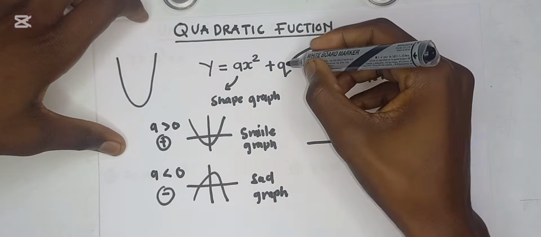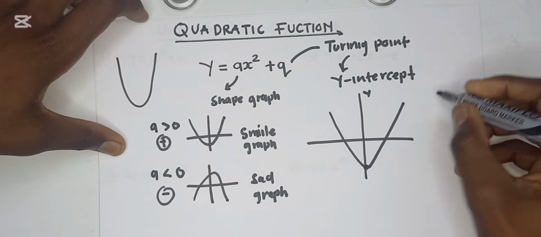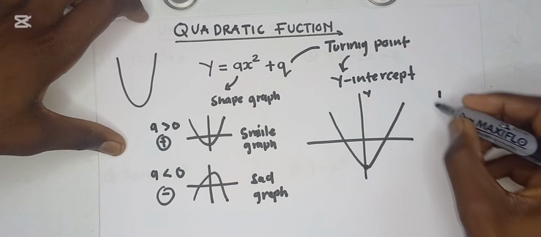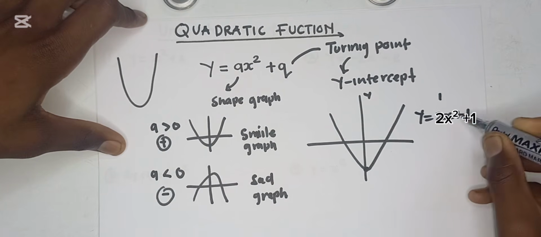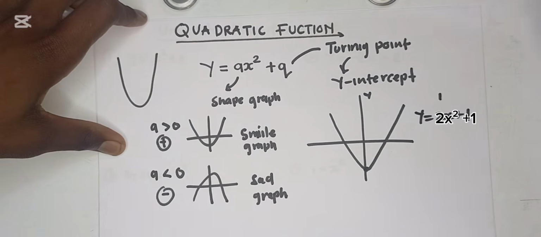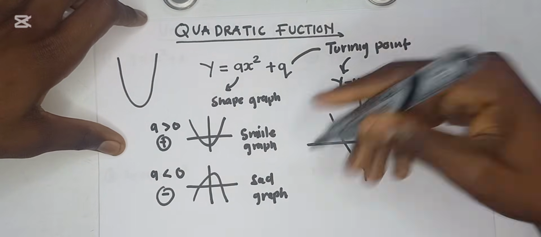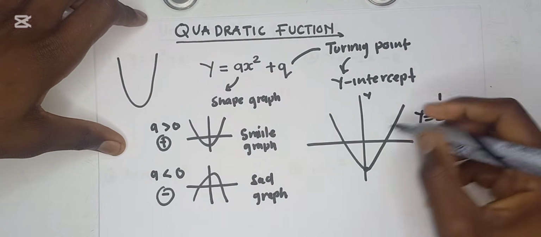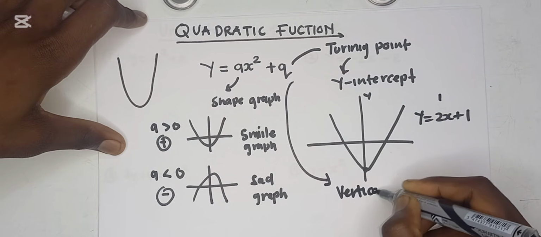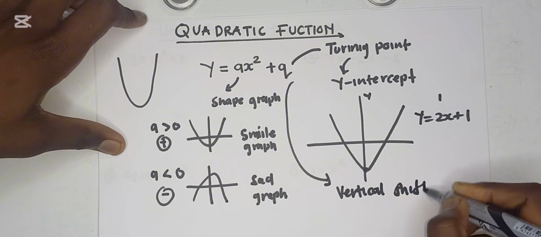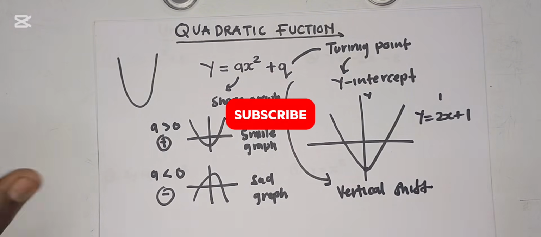So when the value of q is, let's say, positive 1, and this is the graph, like this, 2x plus 1, it means it shifts the graph upwards by 1 unit. So it's a vertical shift also. Let me also illustrate it. This is also a vertical shift of this graph. So this is something that you need to understand, which is mostly important.